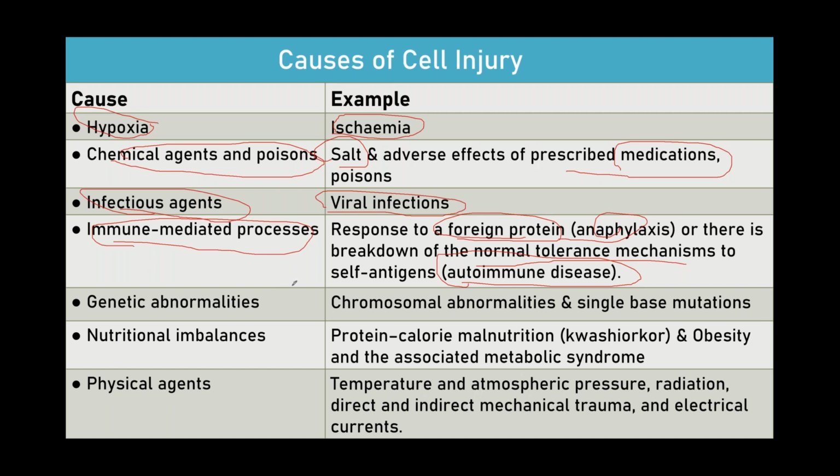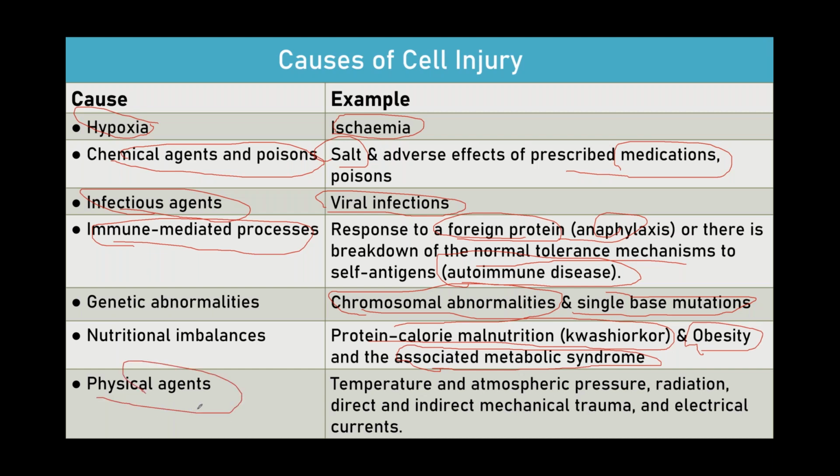Genetic abnormalities, for example chromosomal abnormalities like single base mutation. And nutritional imbalance: in developing countries like malnutrition, kwashiorkor, and in developed countries, obesity and associated metabolic disorder. So this is about the nutritional imbalance.